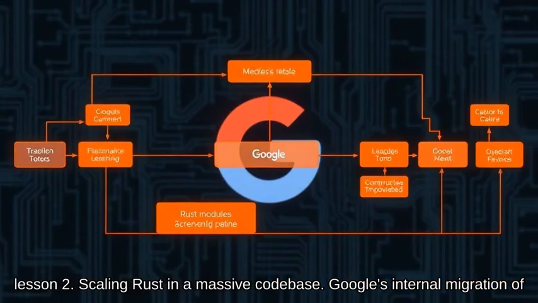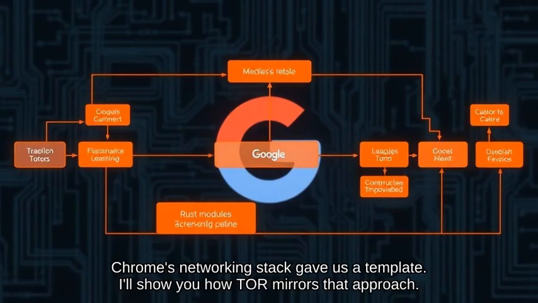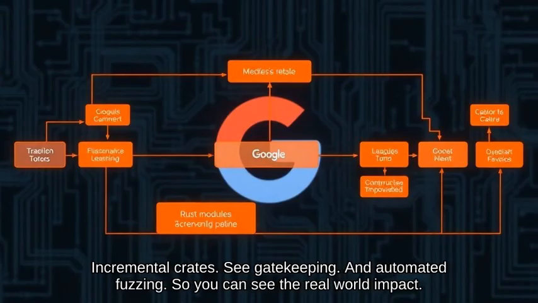Lesson 2. Scaling Rust in a massive codebase. Google's internal migration of Chrome's networking stack gave us a template. I'll show you how Tor mirrors that approach: incremental crates, C gatekeeping, and automated fuzzing, so you can see the real-world impact.